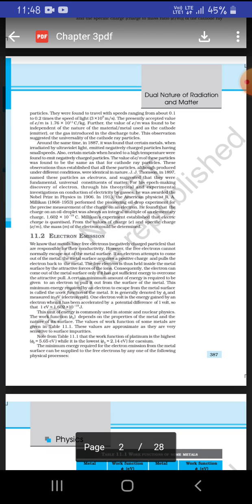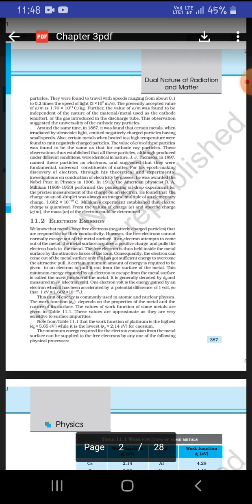Next is electron emission. Free electrons are responsible for the conductivity, however the free electrons cannot normally escape out of the metal surface. If an electron attempts to come out of the metal, the metal surface acquires a positive charge and pulls the electron back into the metal. It does not allow any electrons to go out of the metal. One electron volt is the energy gained by an electron when it has been accelerated by a potential difference of 1 volt.